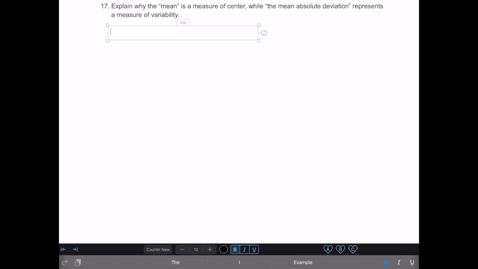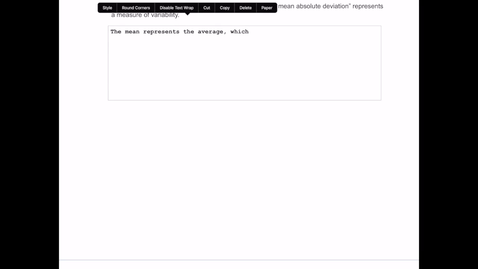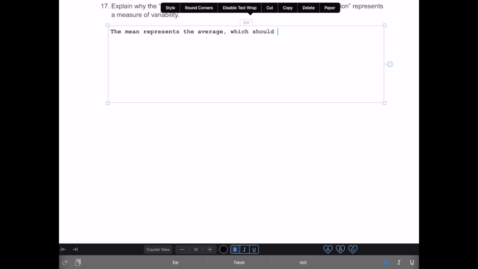Okay, so mean is a measure of center. So the mean represents the average, which should summarize a data set as being roughly the center of the data set. The mean is the average, and that summarizes the data set as saying the data is centered-ish around this number. The average doesn't have to be the exact center. It kind of depends on the numbers, but the average gives you a general idea of where the middle is.